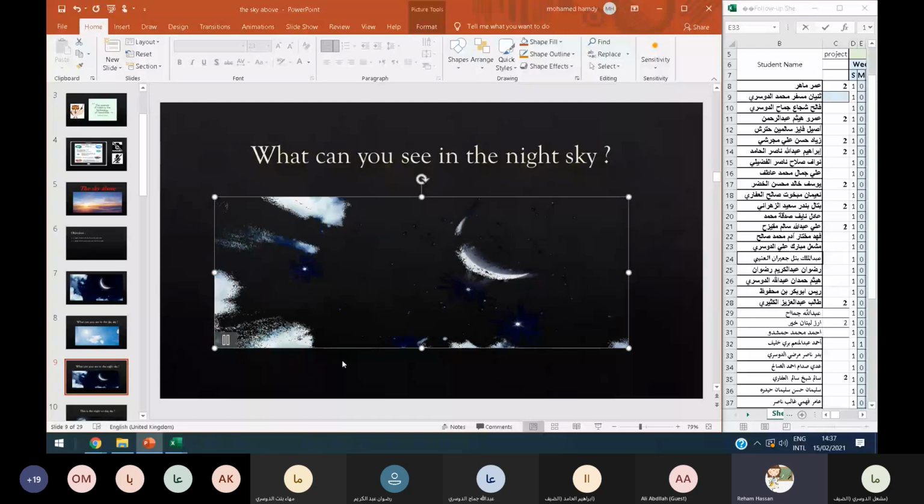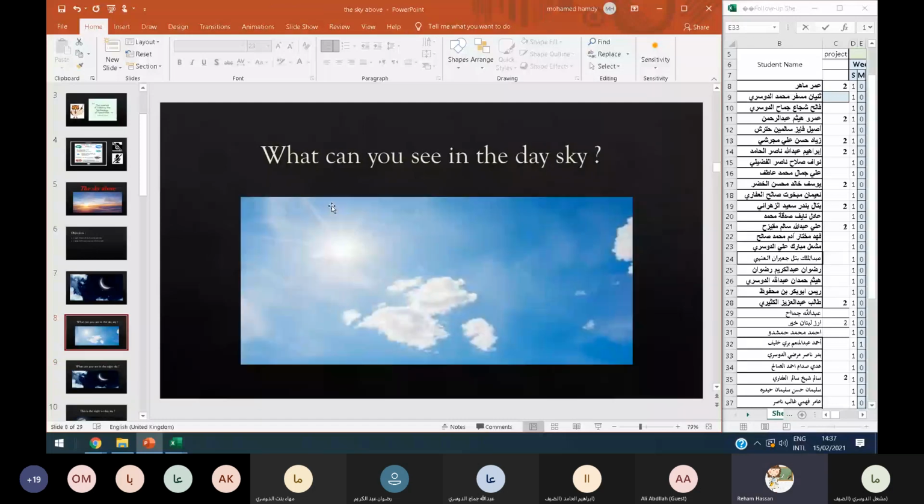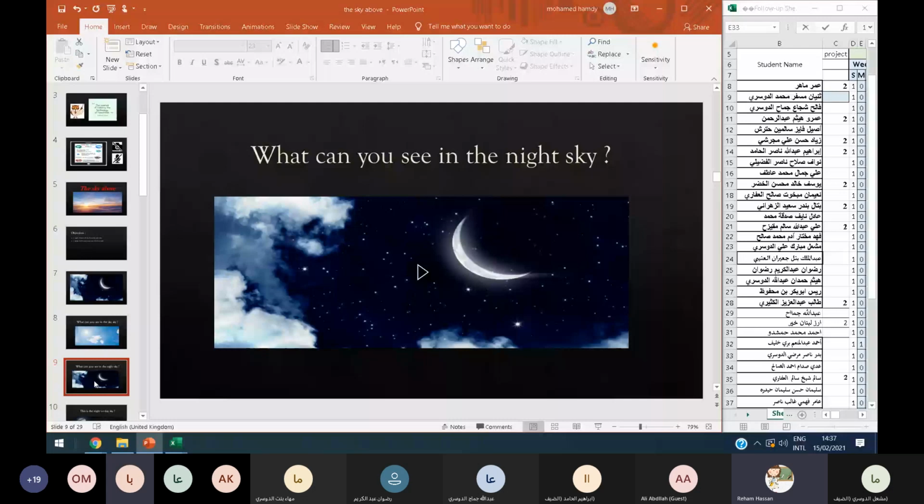Moon. Yes, you can see the moon. And what else? The moon and the stars. Excellent. And the clouds. Yes, honey, and the clouds. Okay. So, Badr, now this picture, is it in the night or in the day? Is it night or day, Badr? Night. Yes, night. Thanks a lot, Badr.